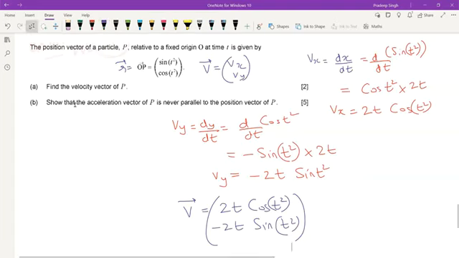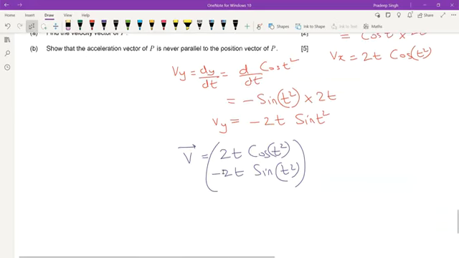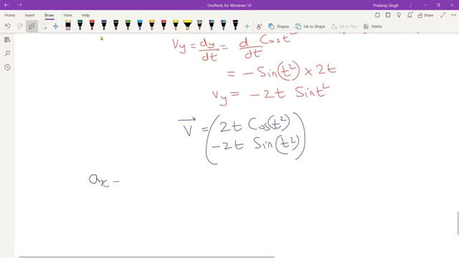In part B, we have to show that the acceleration vector of P is never parallel to the position vector of P. Now, before we can do that, we have to first find out the acceleration vector. And how do we do that? We differentiate velocity with respect to time. So initially, we had differentiated the position vector with respect to time to get the velocity vector. And then we'll differentiate the velocity vector one more time with respect to time to get the acceleration vector. So velocity vector has two components, Vx and Vy. To get the x component of acceleration, we will differentiate Vx with respect to time.